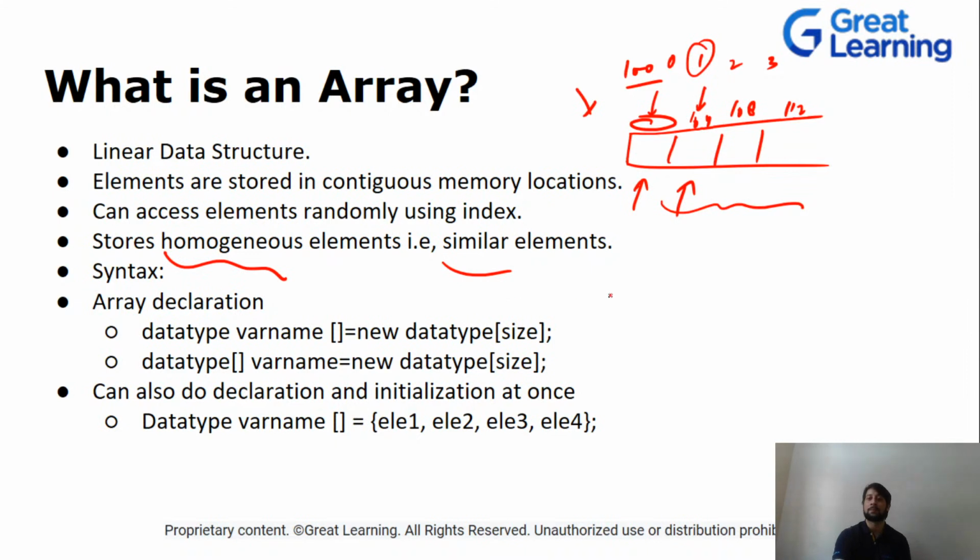That means similar. So that means it depends on which type of data you're storing in your array. If it is an integer, then you can only store integer data. If it is a float, you can only store floating point numbers. If it is a character, you can only store characters. Similarly, you can store a similar type of data. Okay, is this clear?